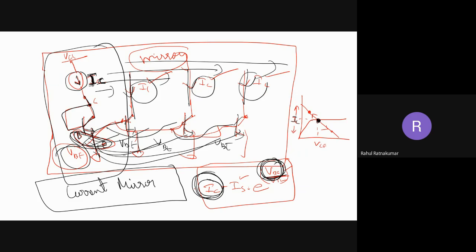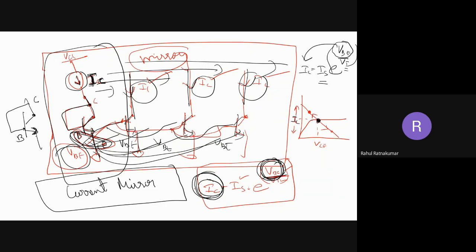The equation I'm using is IC equals IS, the saturation current, times e raised to VBE divided by VT, the thermal voltage. Here all the things are constant: IS is constant, VT is constant. The only variable is VBE, so VBE is a function of my IC. That is why I'm using a diode connection. What is a diode connection? Because of this equation, I'm using a diode connected transistor, where base and collector are short circuited. That is called diode connected.